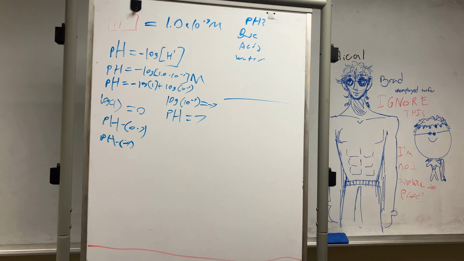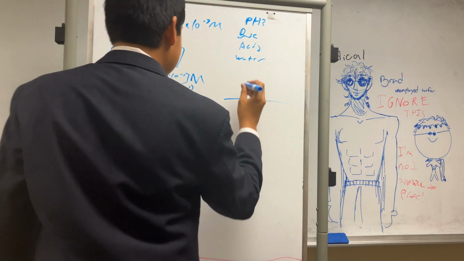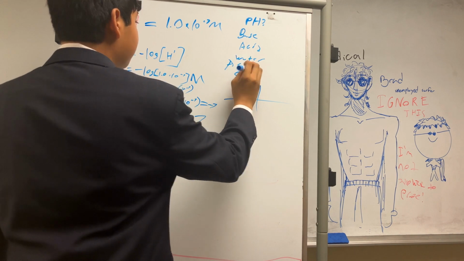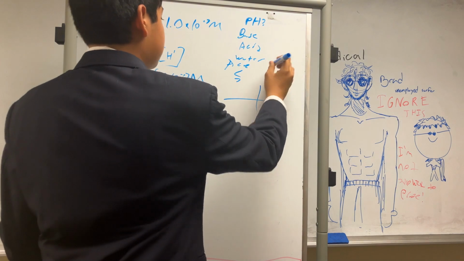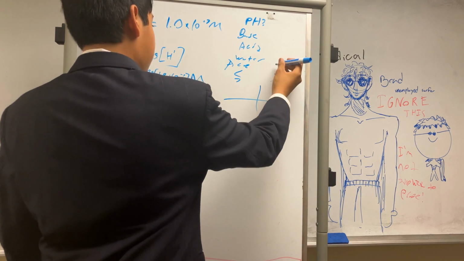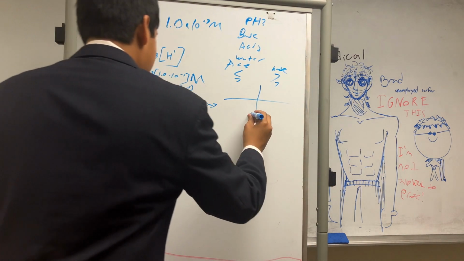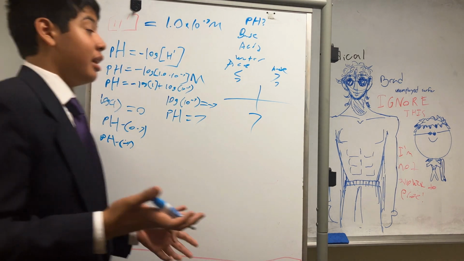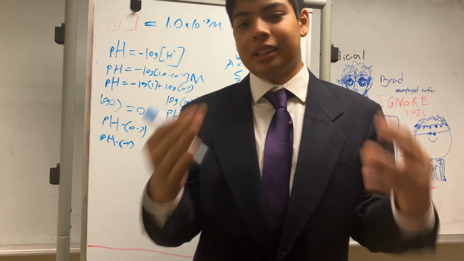So if we look at our pH scale, then we will see that pH less than 7 is an acid, right? And then pH above 7 is a base. But we got exactly 7. So 7 is neutral. And it just so happens that neutral is just water, because pH is based off water.